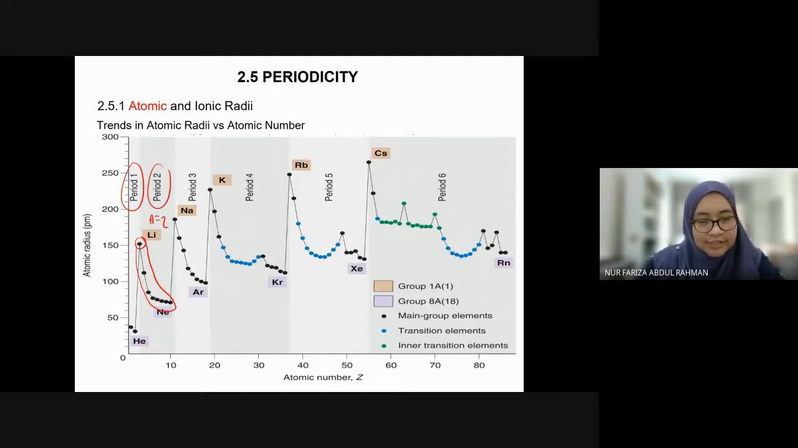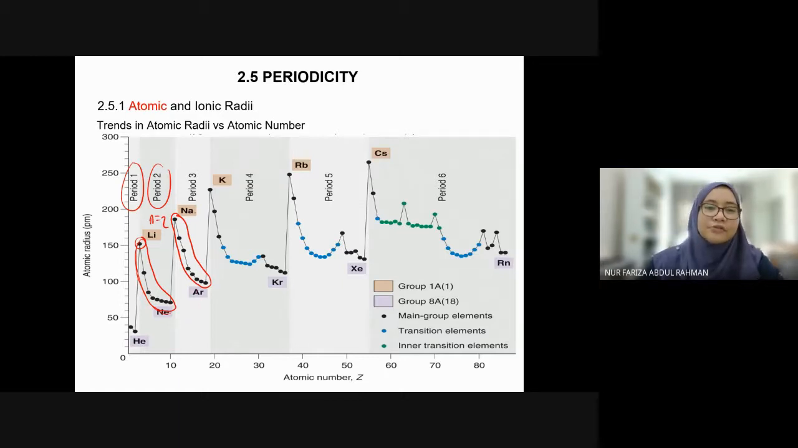As you can see, the trend of the atomic size is decreasing. This is across the period, they have the same period. Can you see the size decreasing? This is for N equal to 2. Same goes for N equal to 3. It is decreasing. This is due to the increase in Z effective.